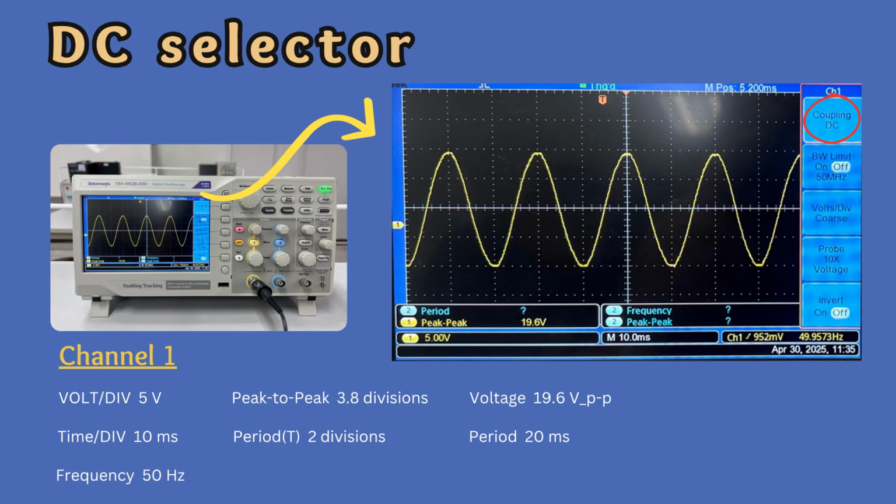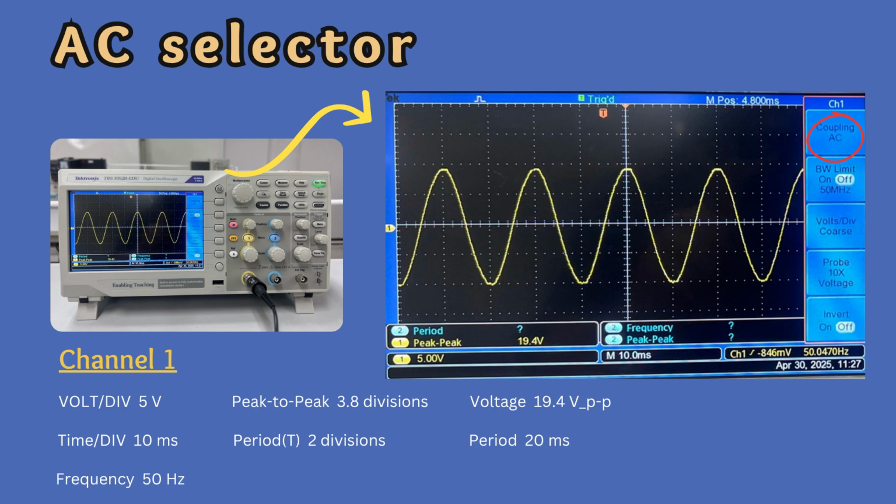And look again at the bottom of the screen, 10 milliseconds. This is the time division. For the period, again, one box per one division. Period, we have got two division. And multiply with time division, we will get the period of 20 milliseconds. Look at the bottom of the screen. You will see the frequency of it is around 50 Hz.